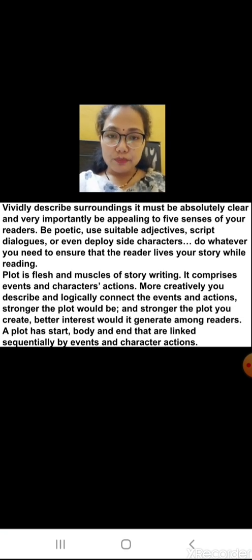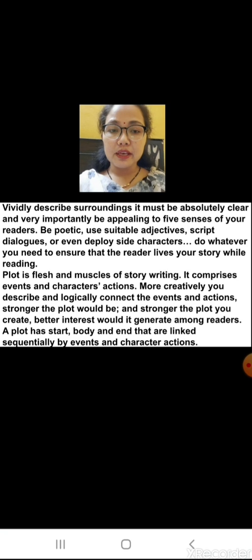Vividly describe surroundings. It must be absolutely clear and, very importantly, be appealing to the 5 senses of your readers. Be poetic, use suitable adjectives, script dialogues, or even deploy side characters. Do whatever you need to ensure that the reader lives your story while reading.